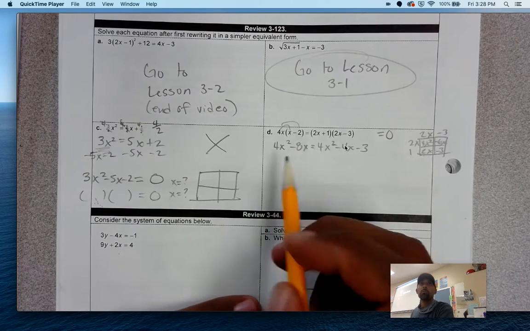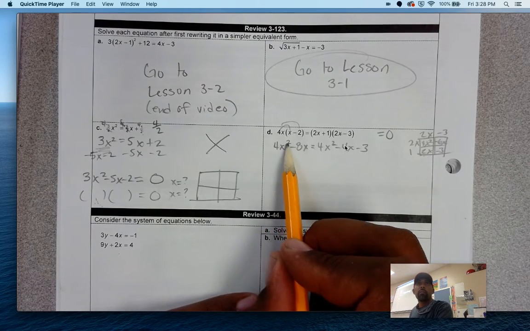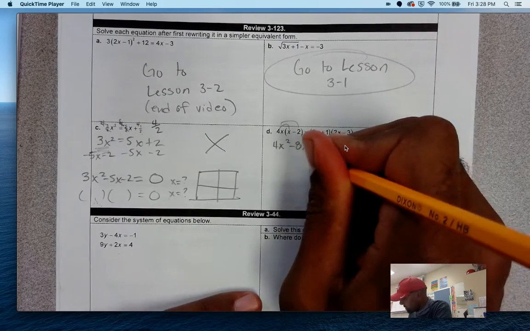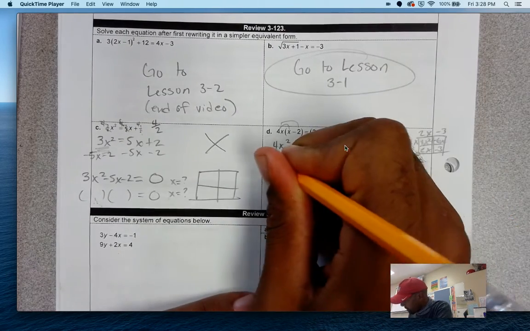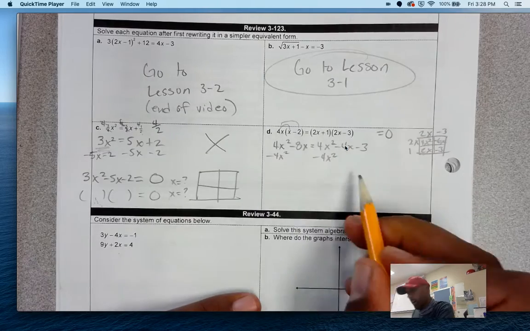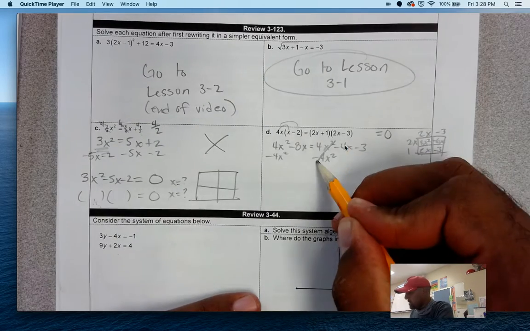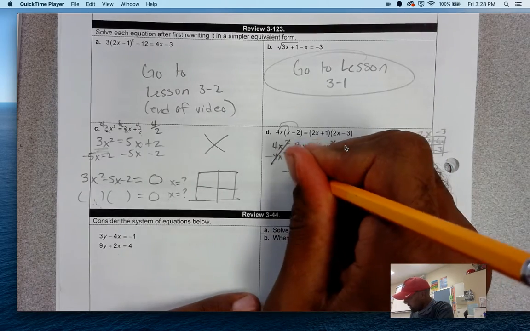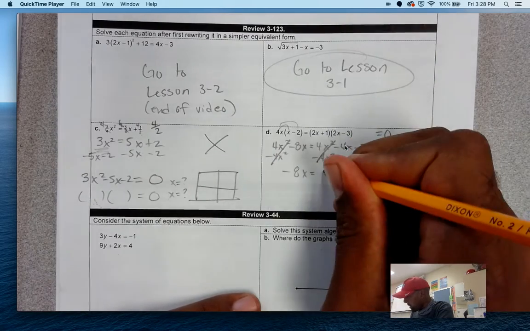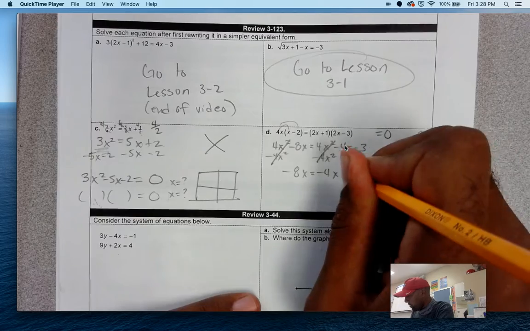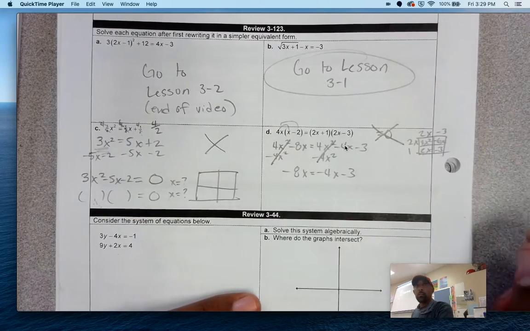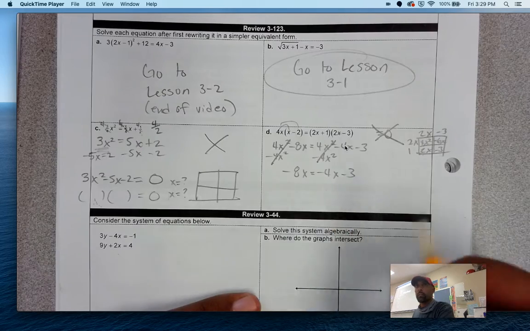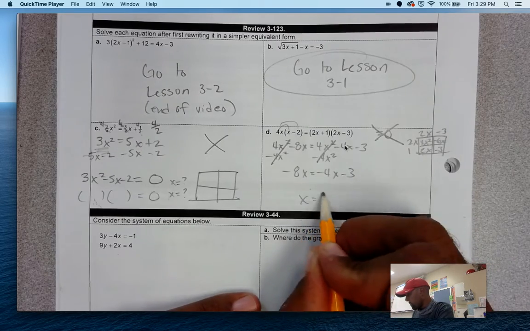All right, so what I noticed initially is I got 4x squared. I want to bring everything over to this side, so let's start by subtracting 4x squared from both sides. And I'm like, wait a minute, that's going to cancel, and that's the same, so they'll both cancel. So then I don't have x squared anymore. If I don't have x squared anymore, I'm no longer making this equal to 0. So now it's just a linear equation. Now I just need to solve for x. So go ahead and find x.